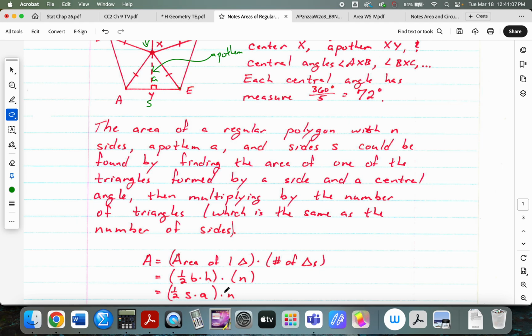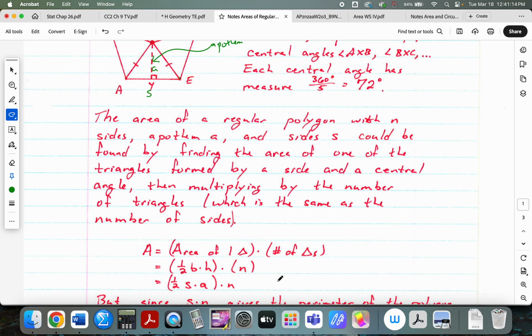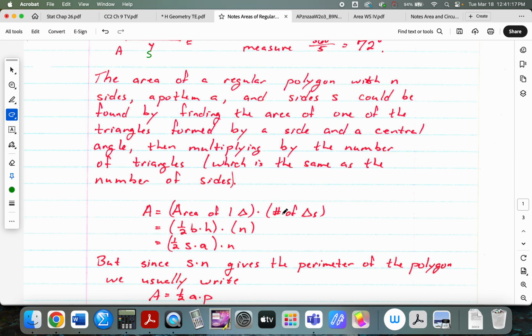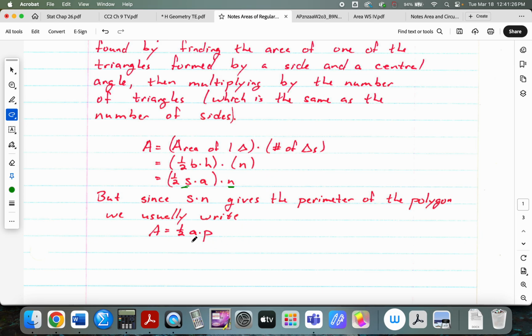I know some students that I've had in the past have used that formula. Mathematicians are like, that's too many letters, let's make it shorter. And they notice that if you take the side length times the number of sides, you get the perimeter. So they replace the s times n with perimeter and get this formula, 1/2 the apothem multiplied times the perimeter. So that's a new formula for you. And again, if you forget it, it's okay. Find the area of one triangle, multiply by how many triangles there are, you're good to go.